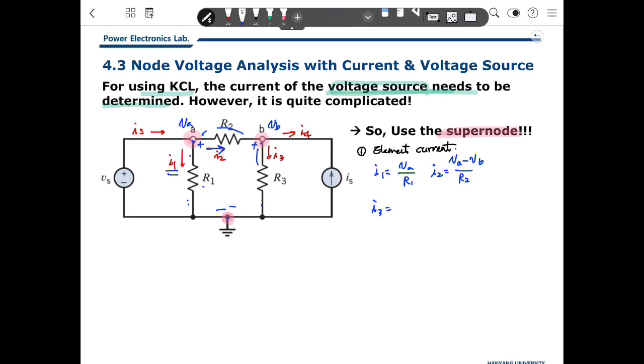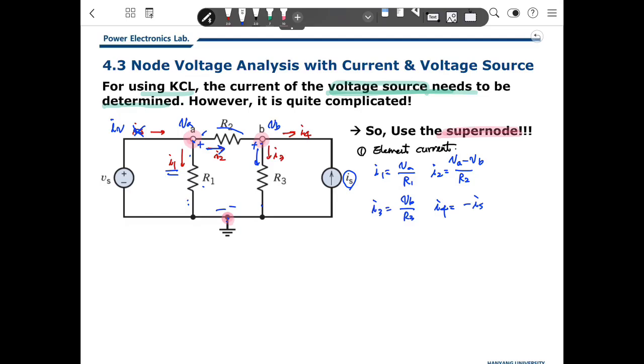I3 is the current going through R3, and this is VB. And what is I4? I4 is known because this is a current source. Oh, I'm sorry, this is not IS. We should duplicate it, so this is IV, okay.